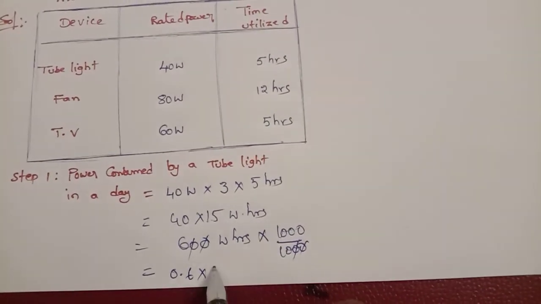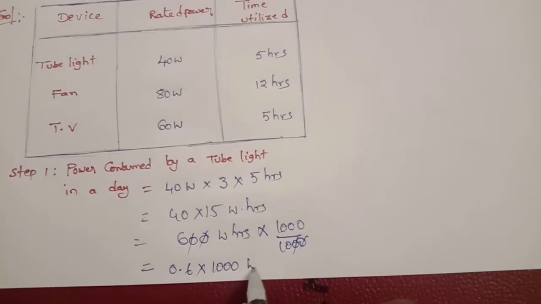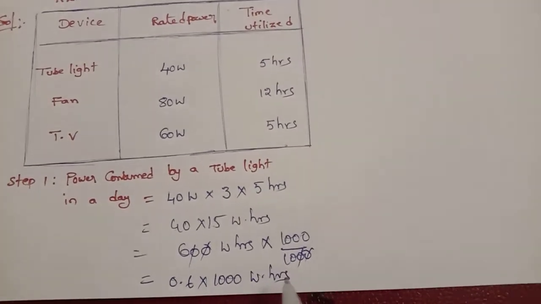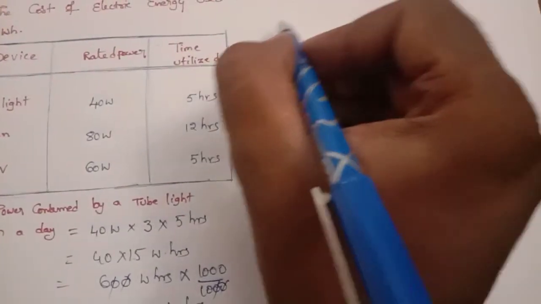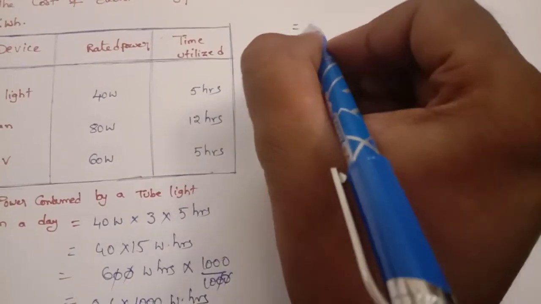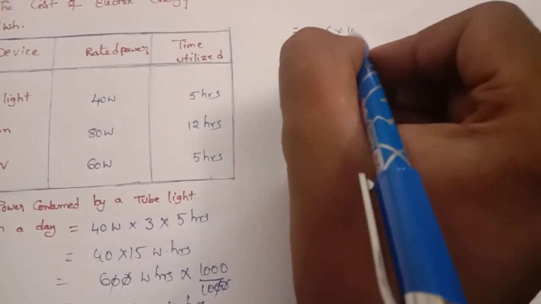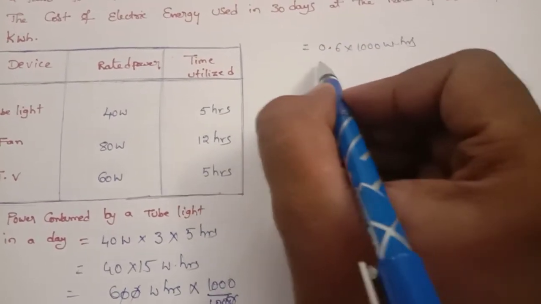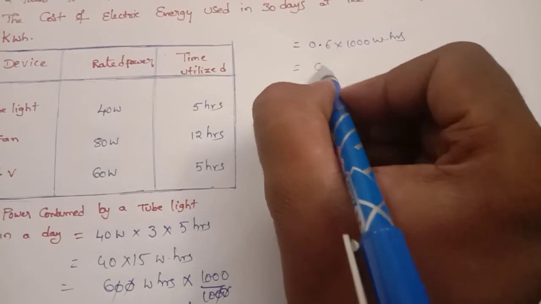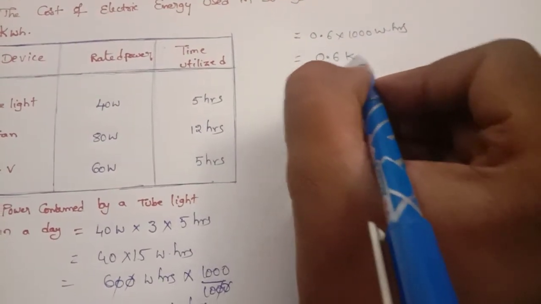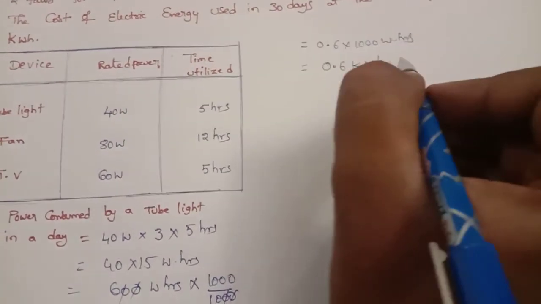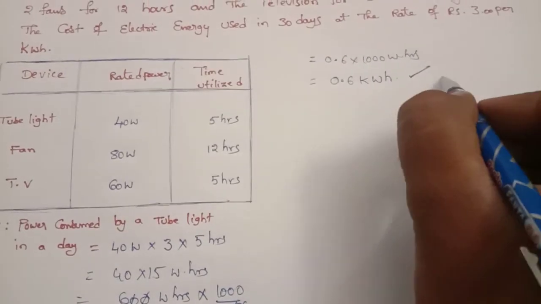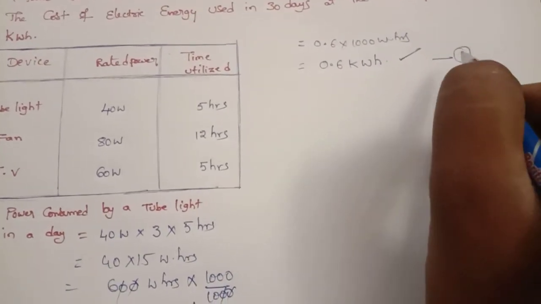We already know that 1000 watts is equal to 1 kilowatt. It is very important. So it becomes 0.6 kilowatt hours. This is the power consumed by 3 tube lights in a day.